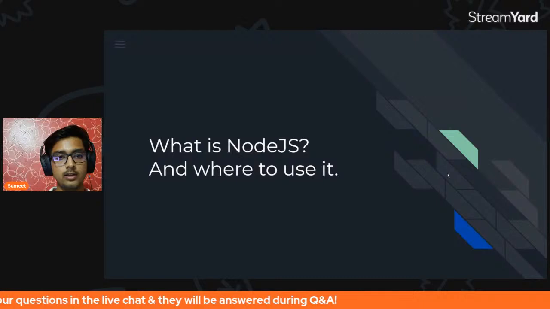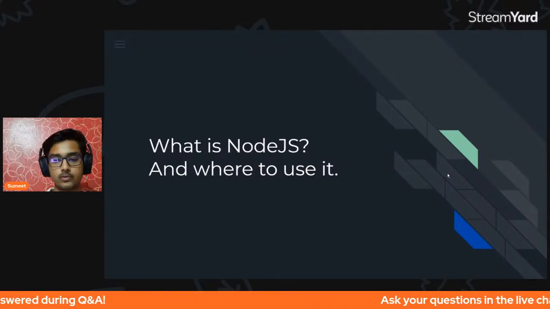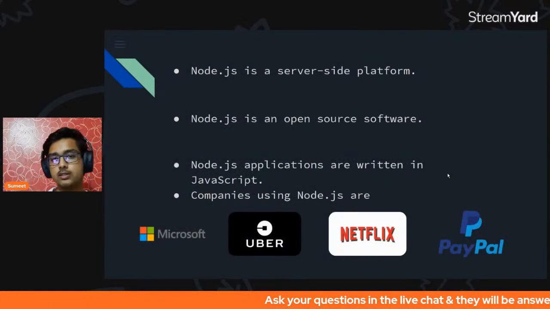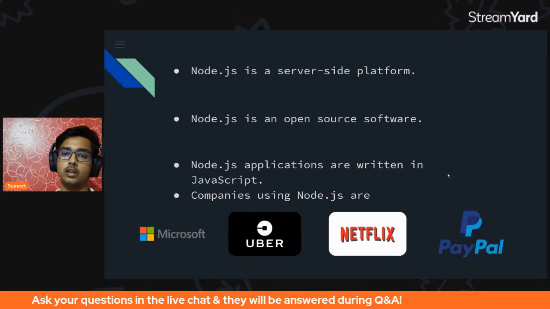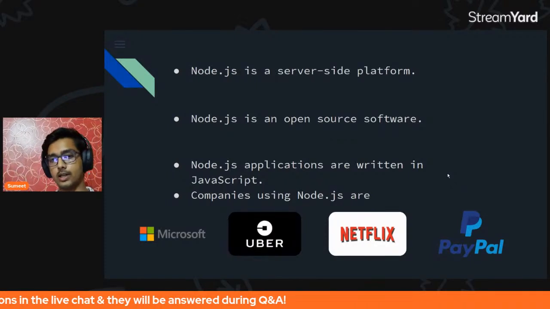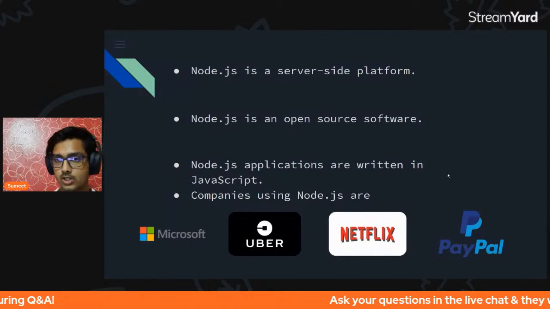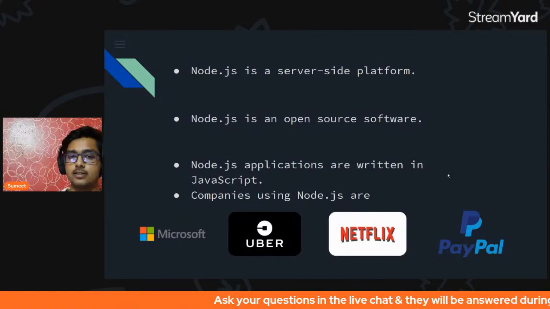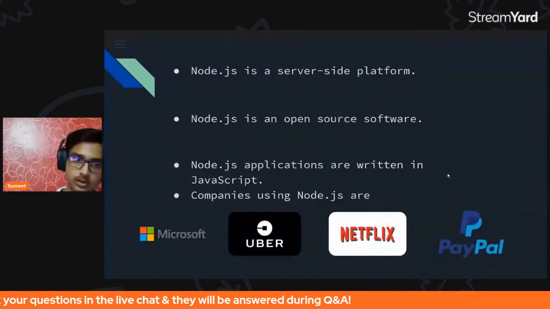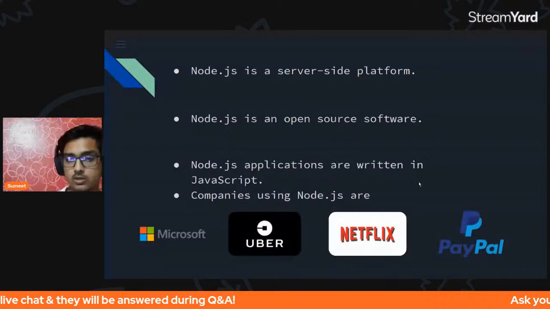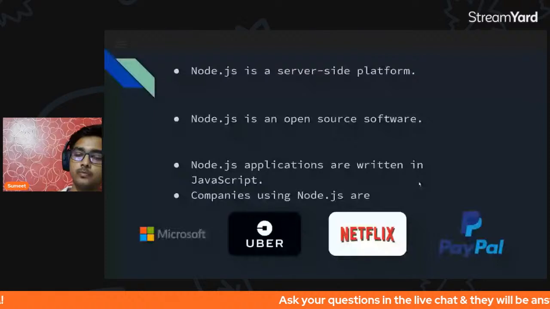So let's quickly see our first topic. What is Node.js and where to use it? Node.js is a server-side platform. Basically, it's built on the Google Chrome JavaScript engine, and it was developed by Ryan Dahl in 2009. Node.js is open source software, which means you can access and change the source code of Node.js. Node.js applications are written in JavaScript. The companies which are using Node.js in the backend are Microsoft, Uber, Netflix, and PayPal.